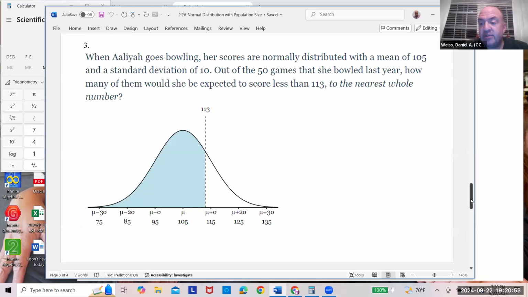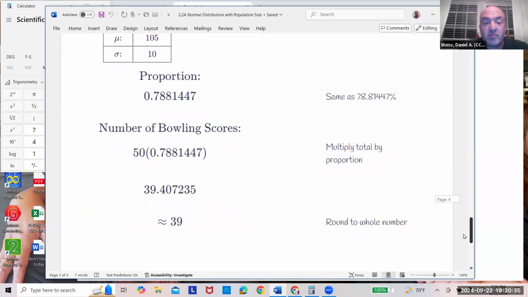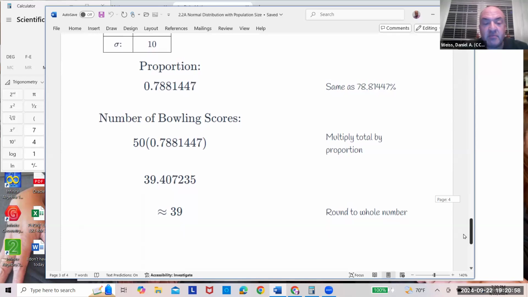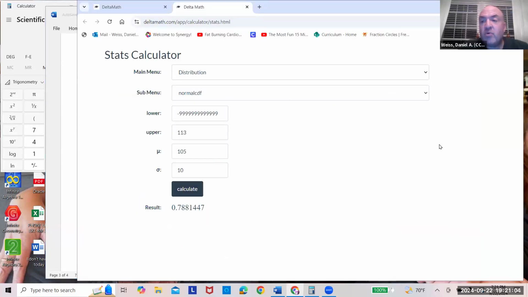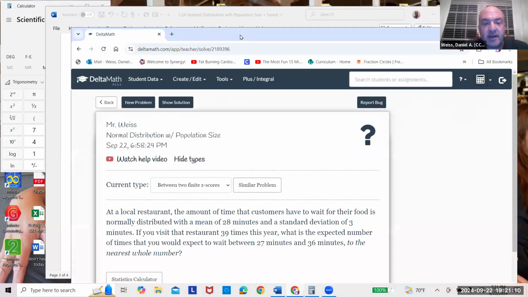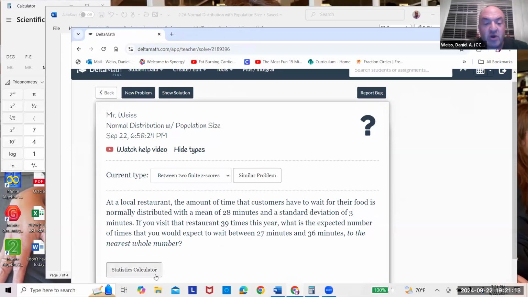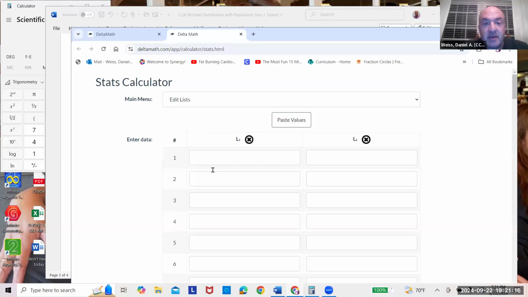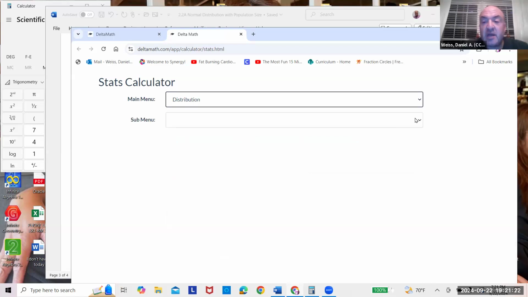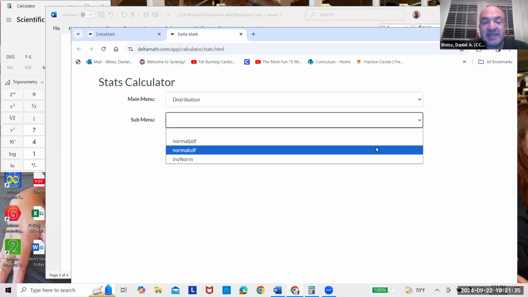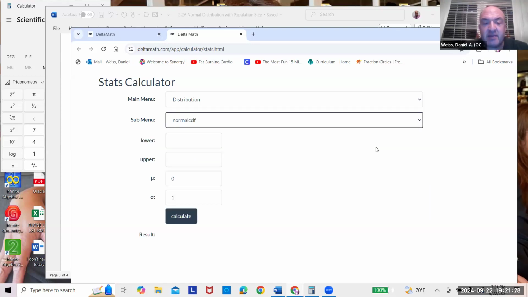Okay, let's double check. 39. Okay, that's how you do these problems. Now, one more time, I want to make sure you understand where you're going on the calculator. Okay, one more time, watch this. You go to statistics calculator. Under main menu, you go to distribution. On the sub menu, you go to normal CDF, okay? And this is where you'll put lower and upper, the mean and the standard deviation, okay?